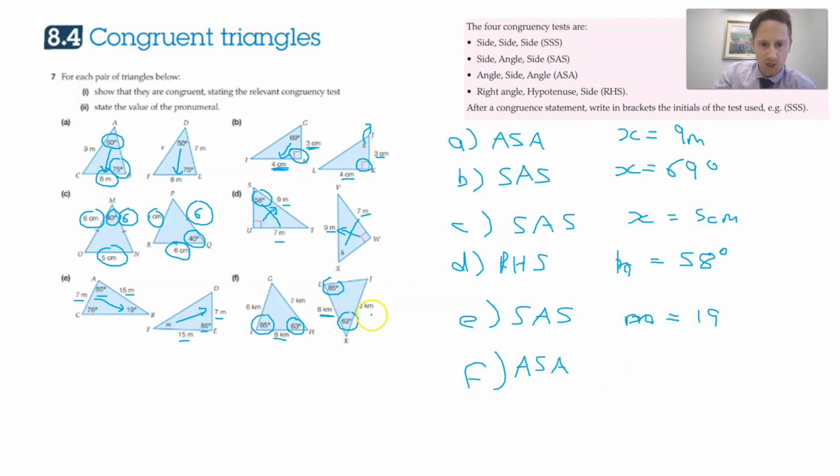The pronumeral, which is Z, is opposite the 8. Or actually, let's do opposite the angle. It's opposite the 85 degrees. So opposite the 85 degrees is that one there, which is 7. So that matches up with the Z. So Z equals 7 kilometers.